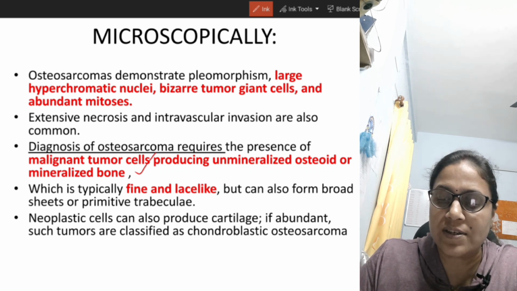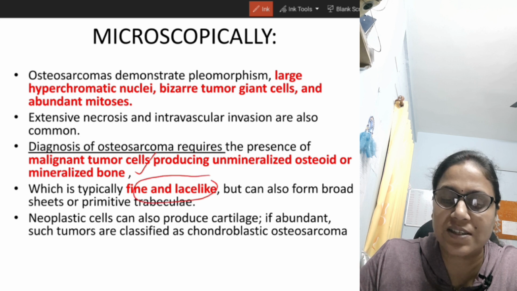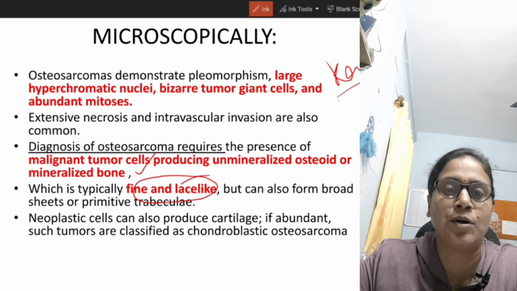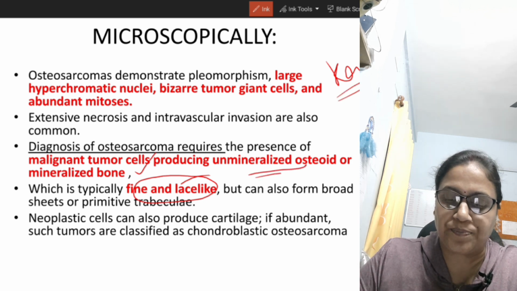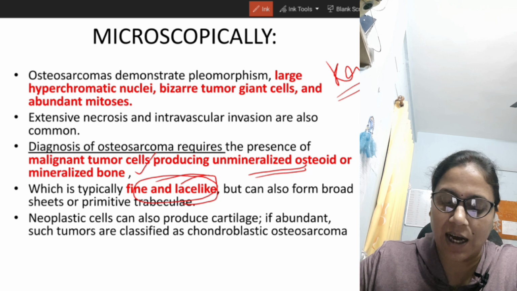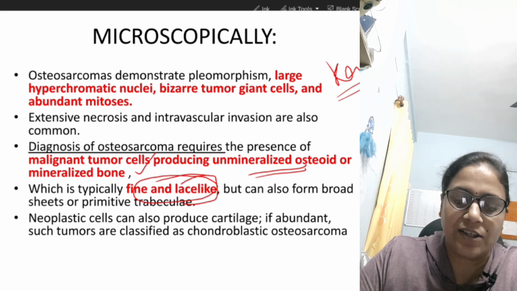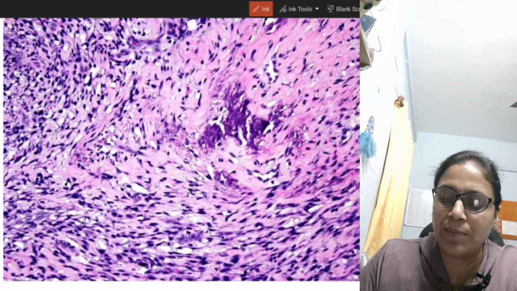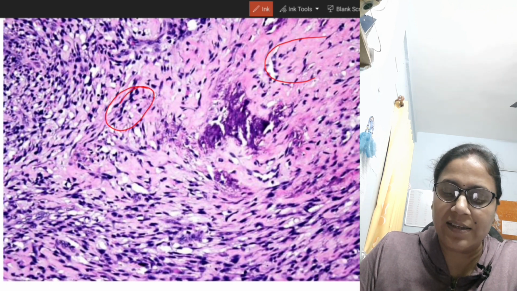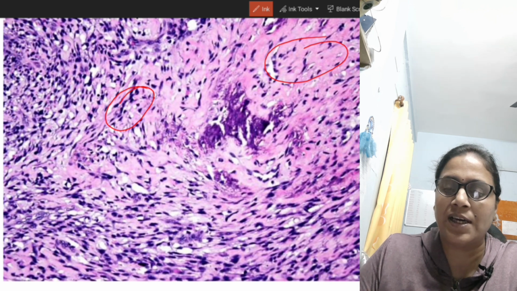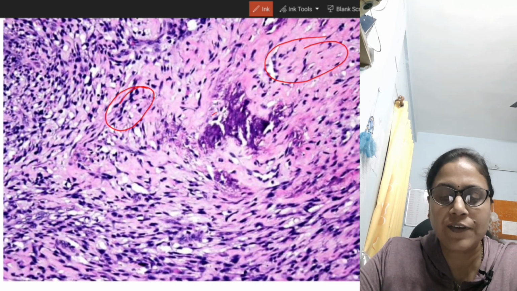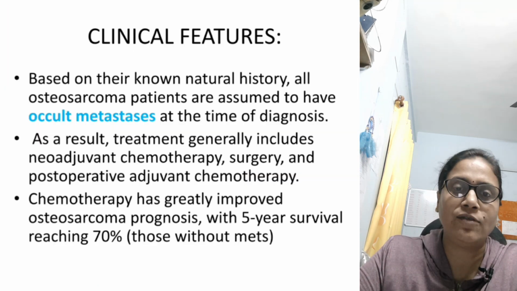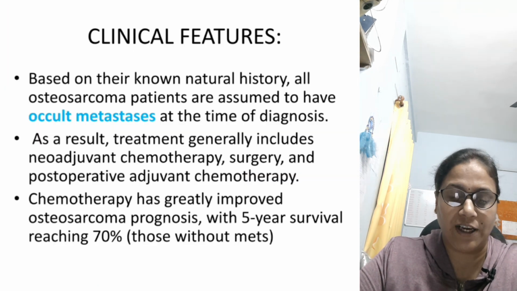These are keywords. Your answer must have these keywords. Unmineralized osteoid, fine and lace-like unmineralized bone. So this is how it looks like. These are the tumor cells. Here you can appreciate the pleomorphic hypochromatic tumor cells and this is the osteoid form. This is diagnostic. Clinical features, all osteosarcoma patients are assumed to have occult metastasis at the time of diagnosis.